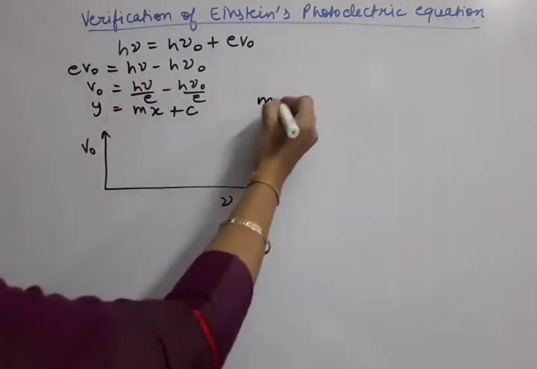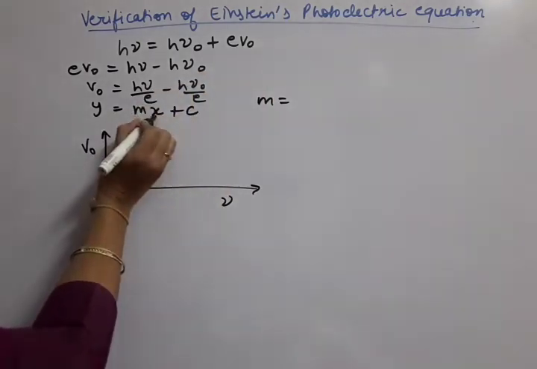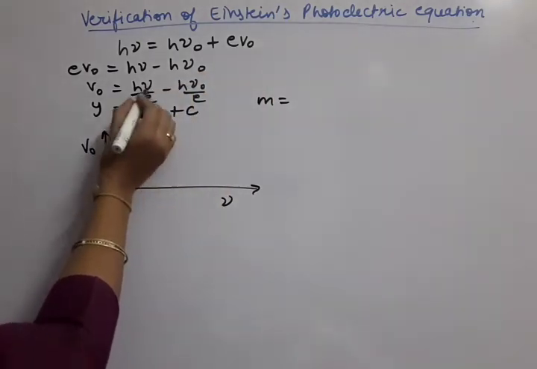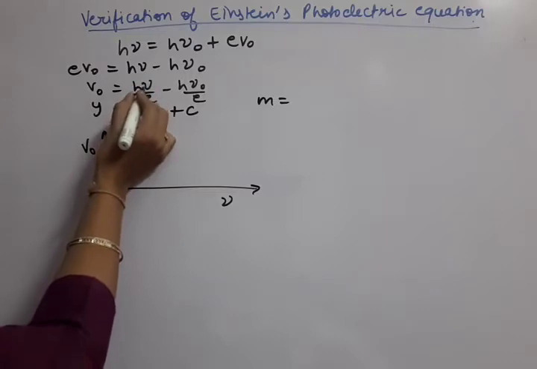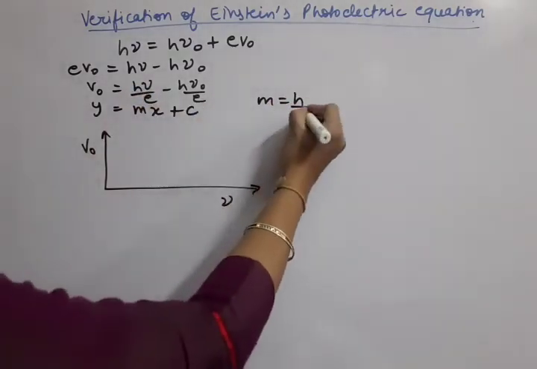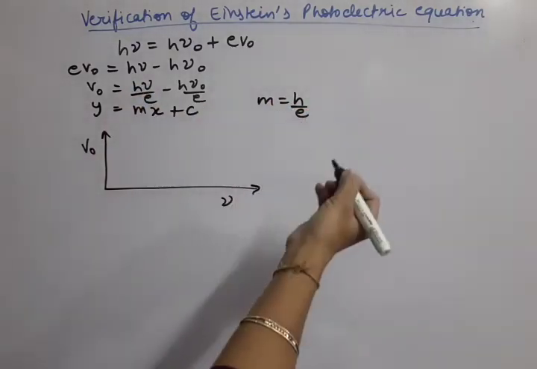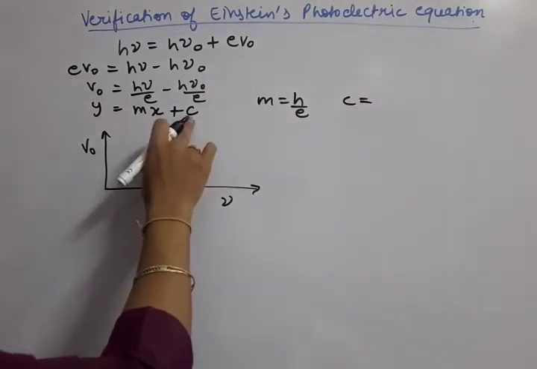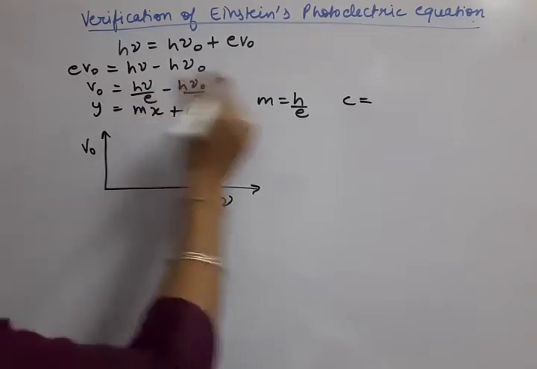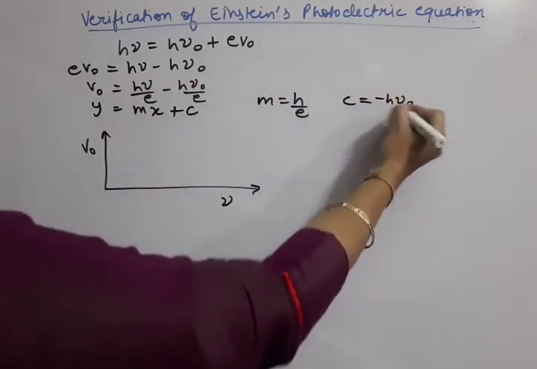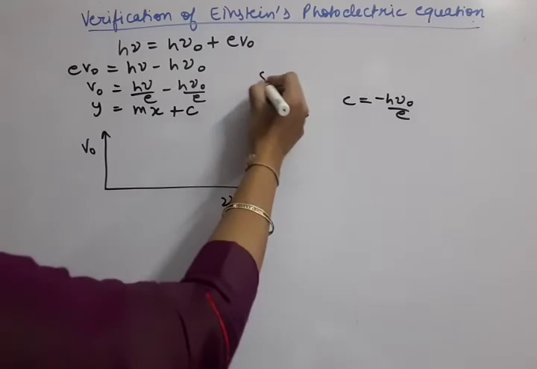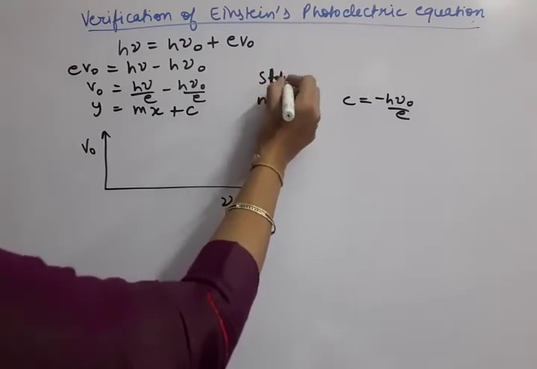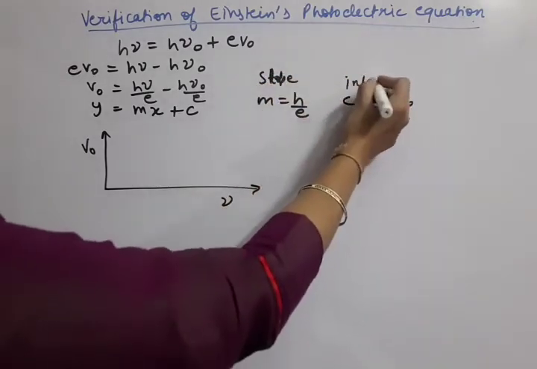Now let us compare the slope. Whatever is written with x is the slope. So here whatever is written with nu is the slope. The slope of this equation is coming h by e, and c means the intercept on the y-axis. This c is coming negative, minus h nu 0 upon e. So this is the slope and this is the intercept.